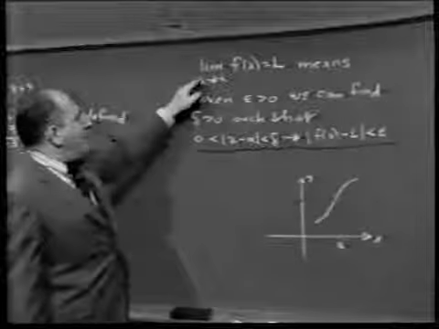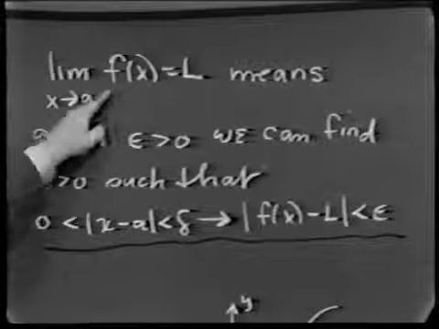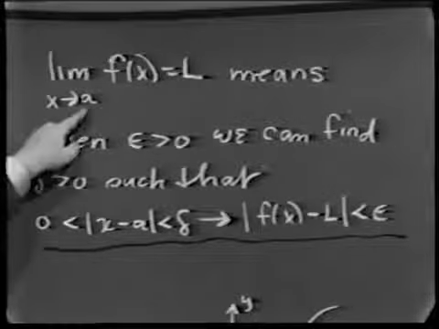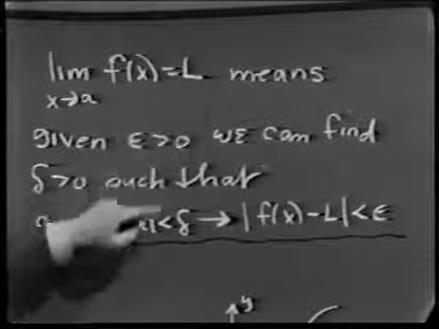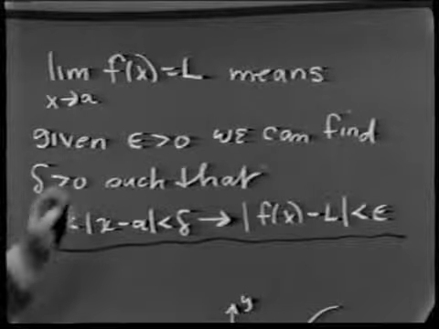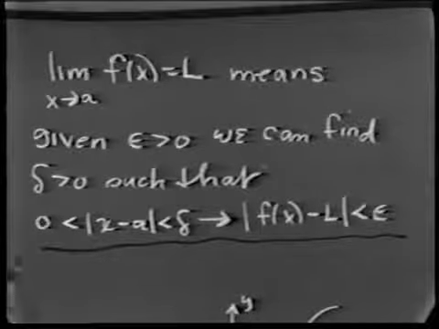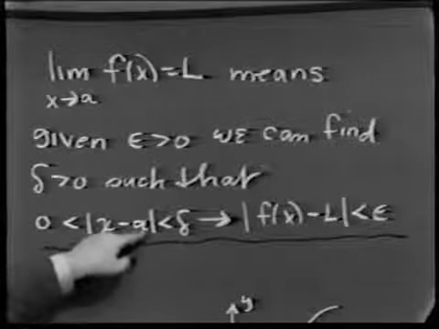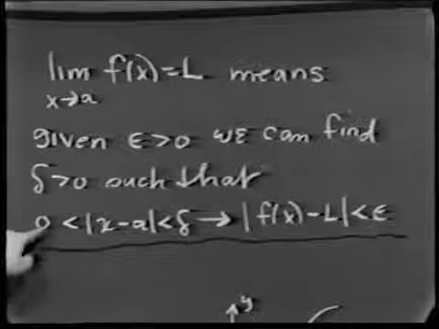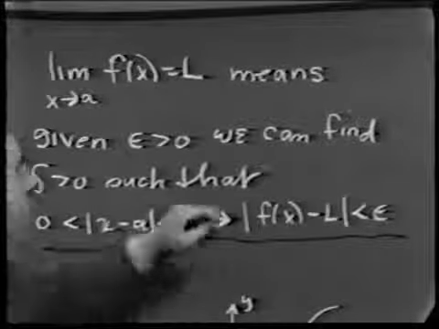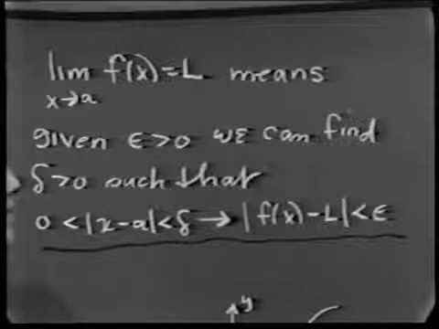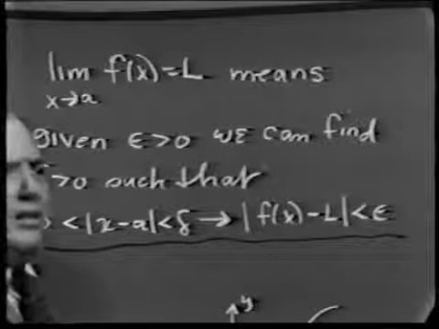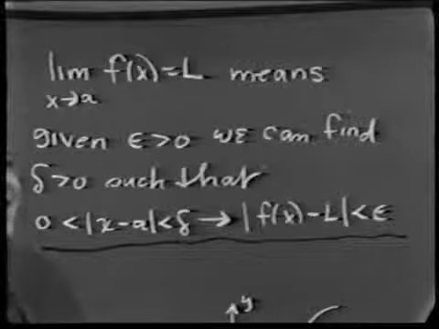The mathematical definition of limit is the following. The limit of f of x as x approaches a equals L means, and get this, given epsilon greater than 0, we can find delta greater than 0, such that when the absolute value of x minus a is less than delta but greater than 0, then the absolute value of f of x minus L is less than epsilon. Now, doesn't that kind of turn you on?